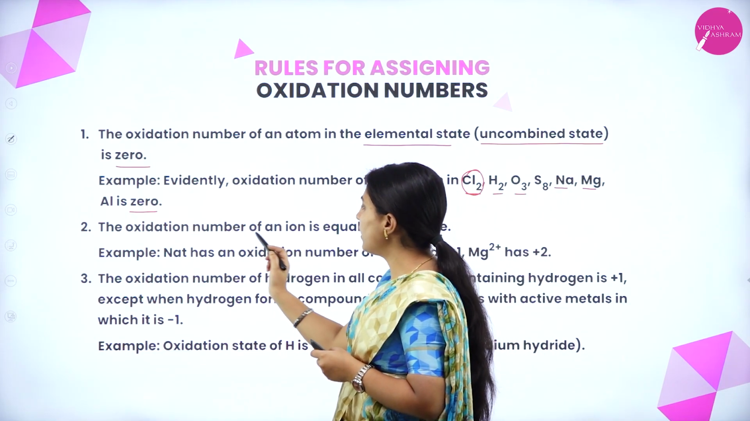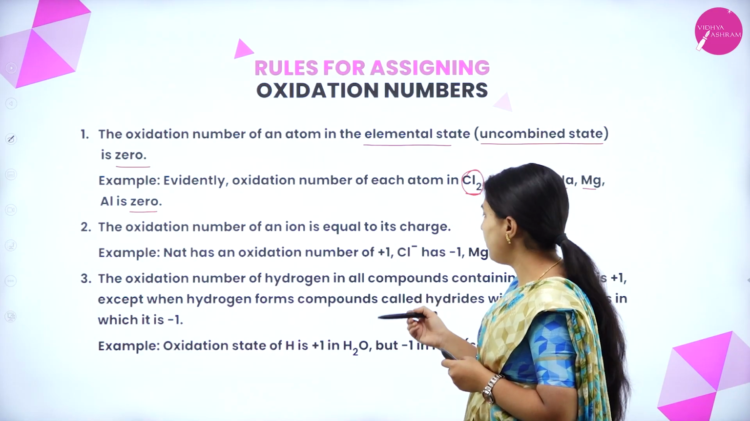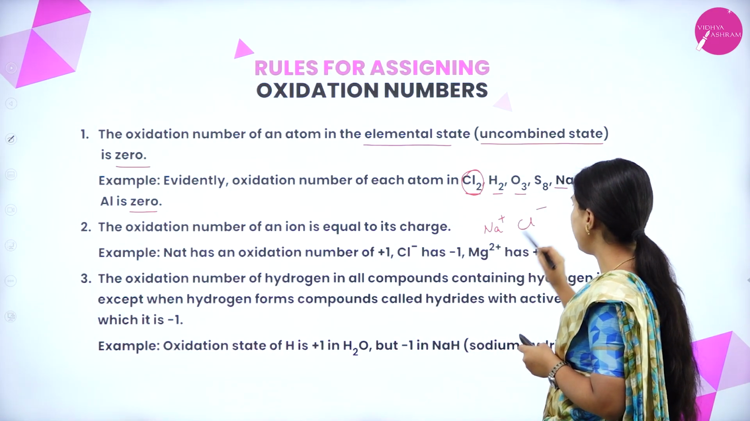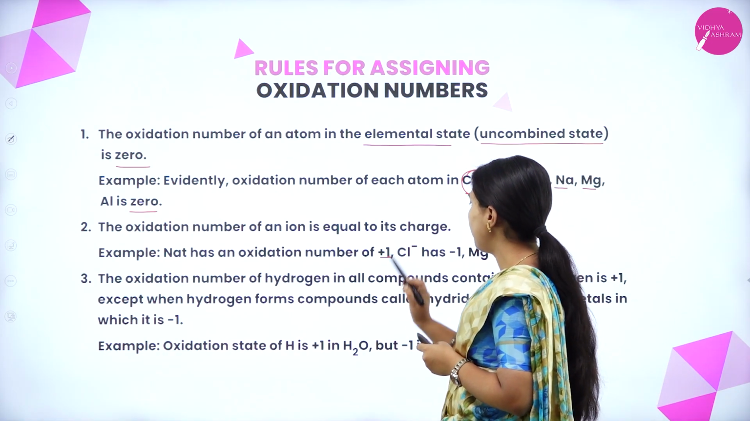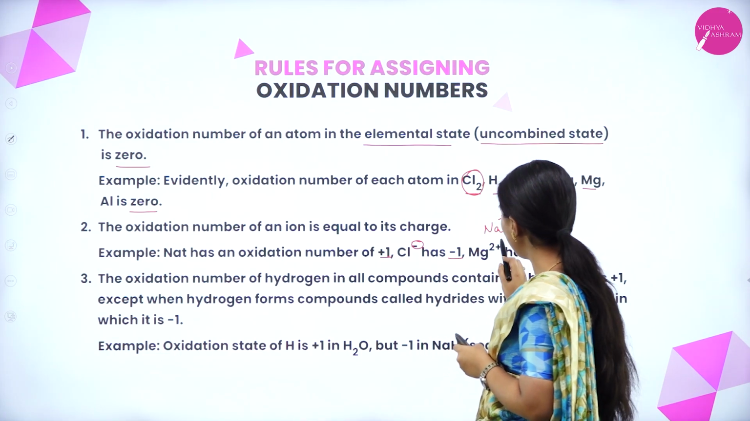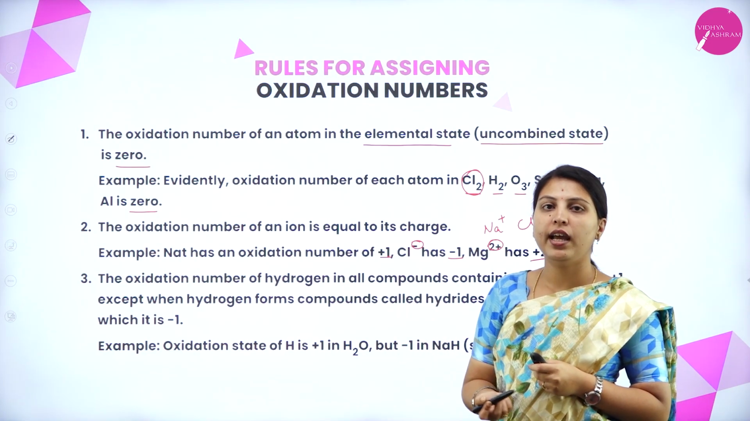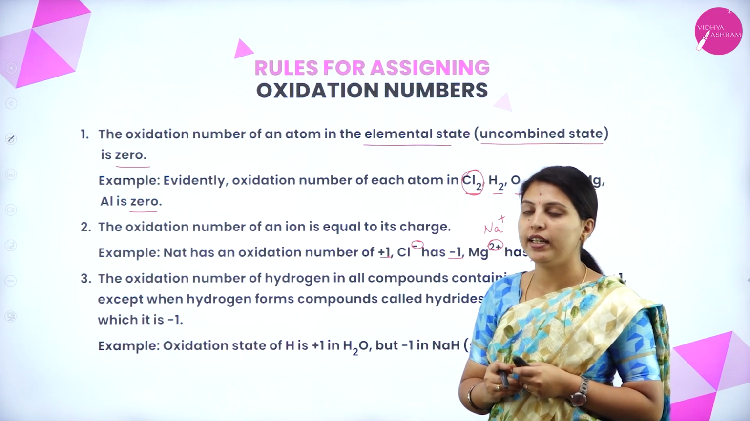Next rule, the oxidation number of an ion is equal to its charge. Sometimes we write Na+ and Cl-. If it is Na+, then +1; Cl-, 1 minus is there, so -1. Here 2 plus is there, so +2. Whatever charge is present on the atom, that charge will be considered as the oxidation state.